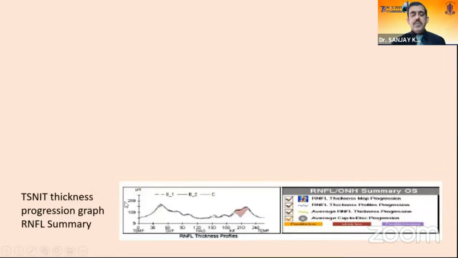TSNIT thickness graphs of different examinations are superimposed in this plot, and then it's color-coded to show how much it has progressed over a period of time. Like over here, we see a red area which has progressed over a period of time. The RNFL has thinned out. Then we have a summary table, which tells us whether it is a possible progression or a likely progression.